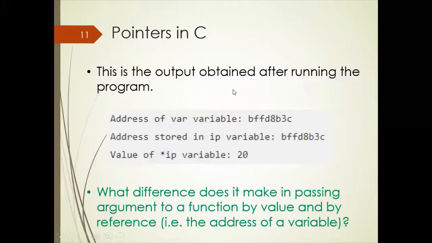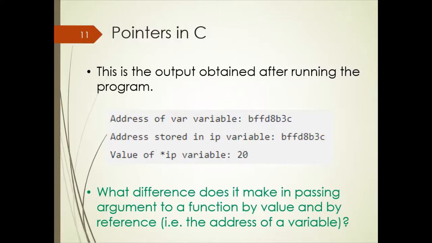We've looked at that. Now, just read what is written in green there. I will come to that when we start covering the programs in Dev C++. What difference does it make in passing an argument to a function by value and by reference? I will explain that in a few minutes in more detail. What does it mean to pass an argument to a function by value?